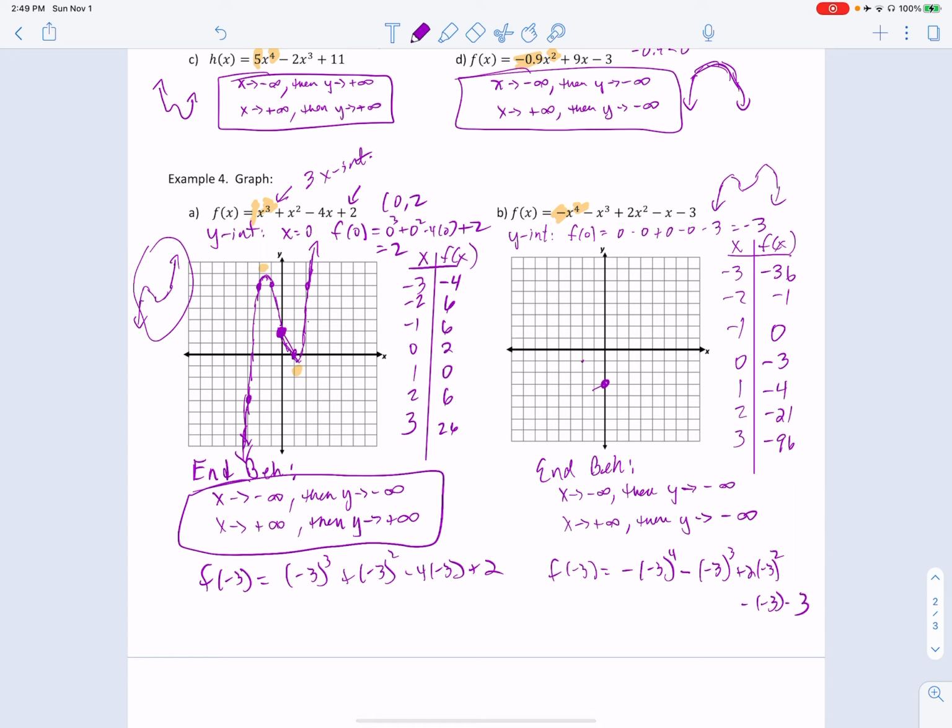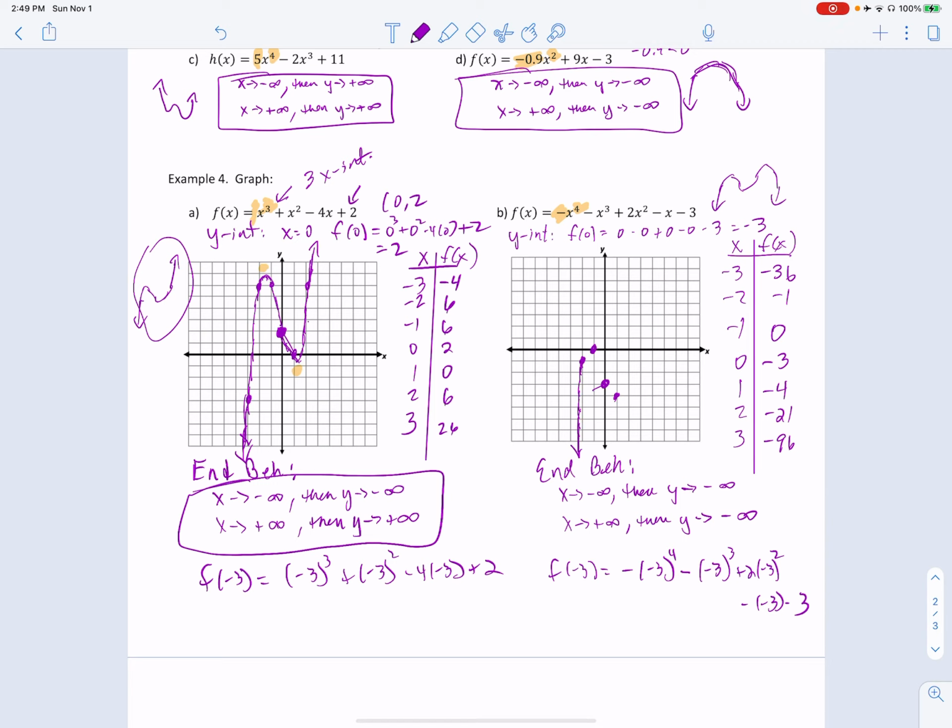And so -3 is off the chart. At -2, we are at -1. At -1, we are at 0. At 0, we're at -3. At 1, we are at -4. At 2, we are at -21. So that's going to be way off the chart. And at 3, we're at -96.